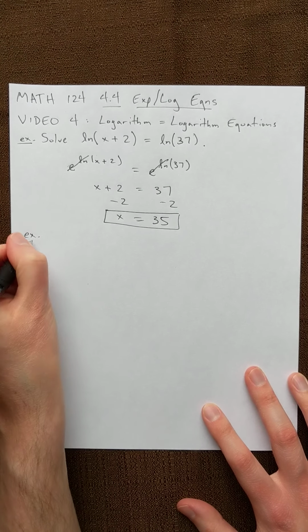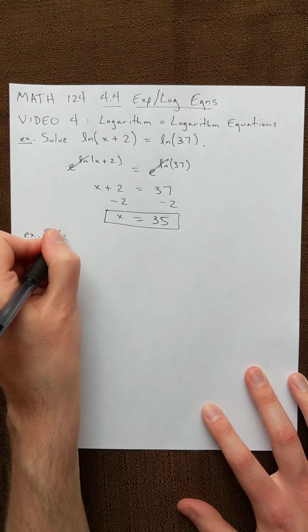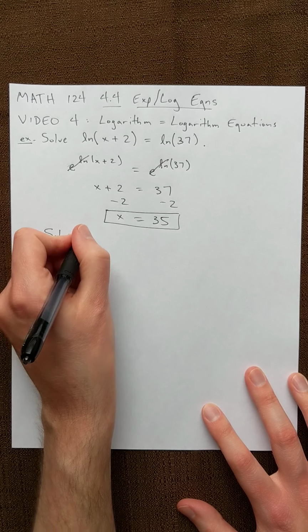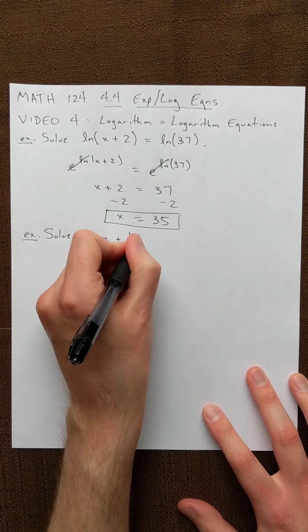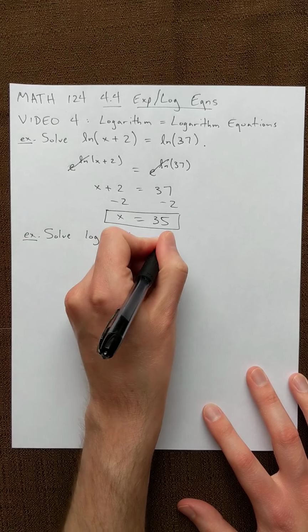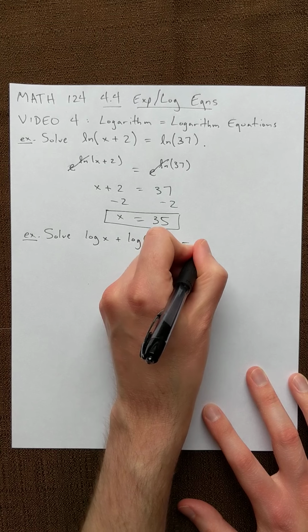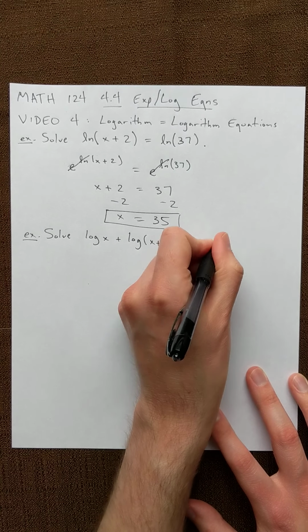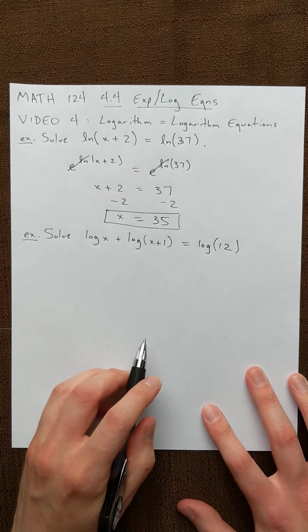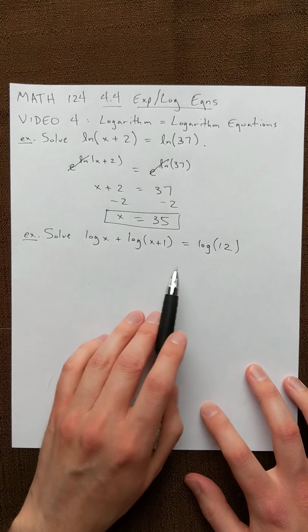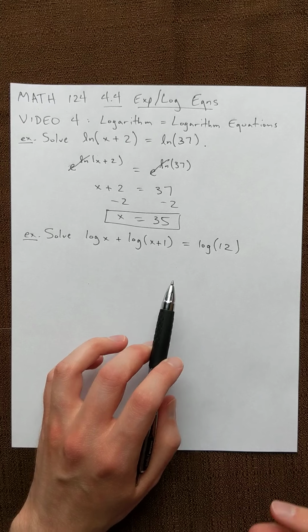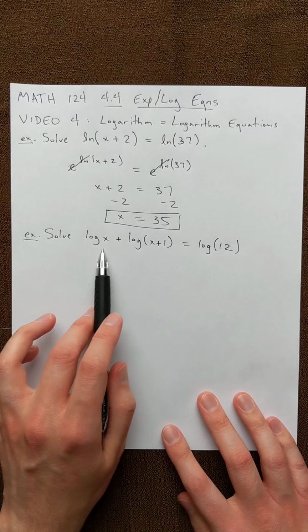Okay, let's try another one. Solve log of x plus log of x plus 1 equals log of 12. Right off the bat, we're a little bit scared of this, just a little bit, not too scared. We have a log plus log.